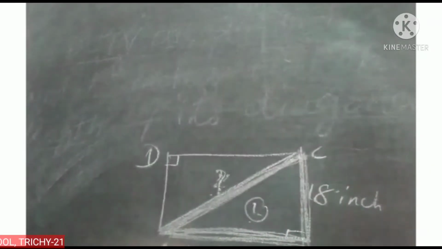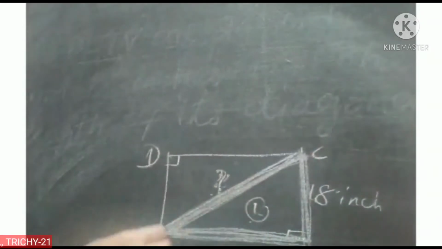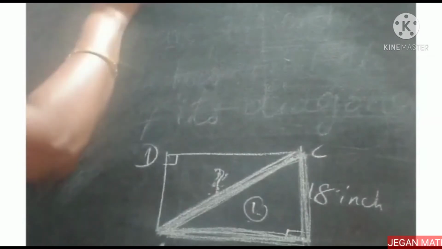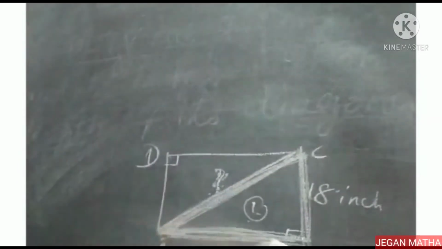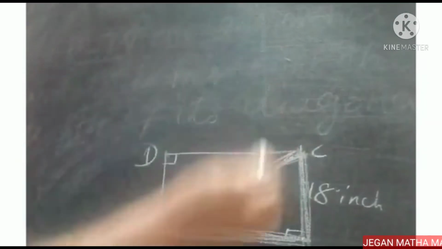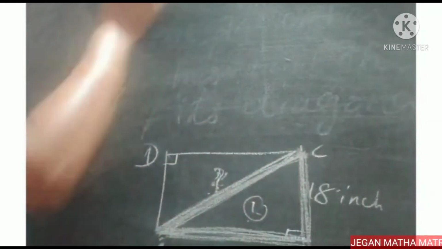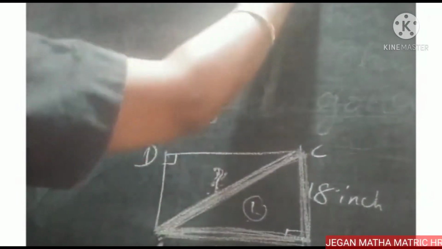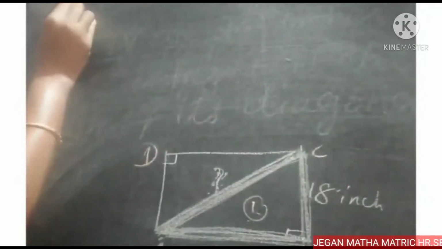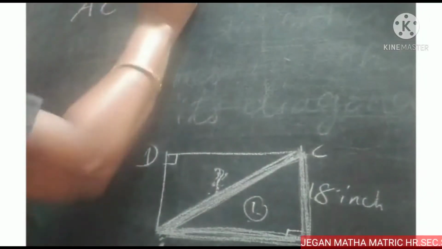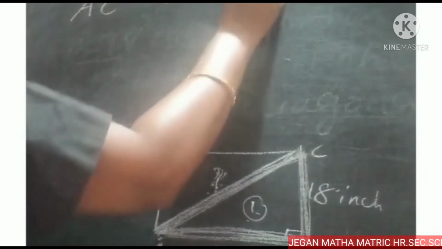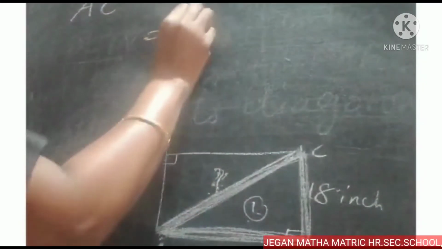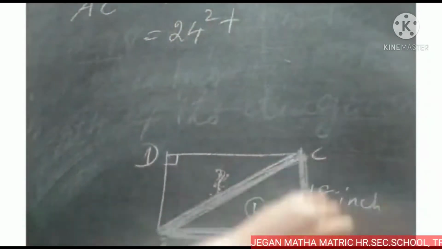Now by using this right angle triangle ABC, you can use the Pythagoras theorem. You can select this right angle triangle only. Write it in brackets: AC square equals AB square plus BC square. The value of AB is 24, so 24 square plus BC, which is 18.